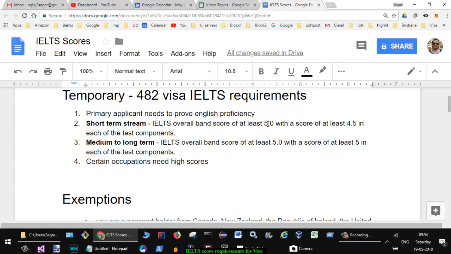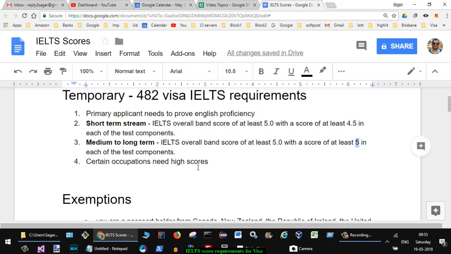you need at least a 5 band score with a score of at least 4.5 in each of the test components. There are 4 test components, so in each of them you need to have at least 4.5. On average you should have a 5 band score if your visa is for short term. If you are applying for medium to long term, then you should have an overall score of 5. You should have 5 in each test component, that is reading, listening, writing and speaking, so a minimum of 5 in all. That's the main difference between short term and medium to long term.